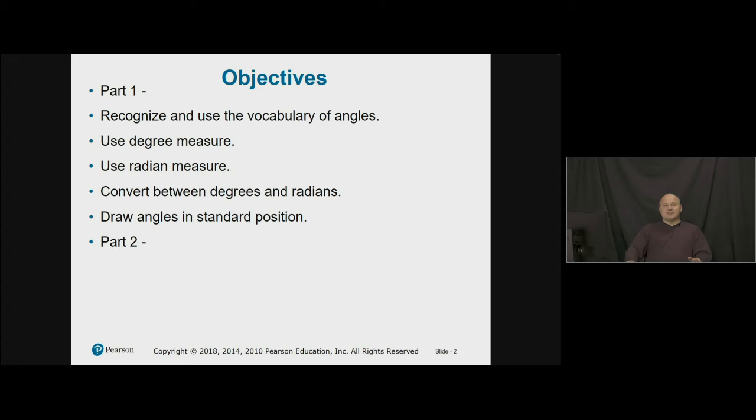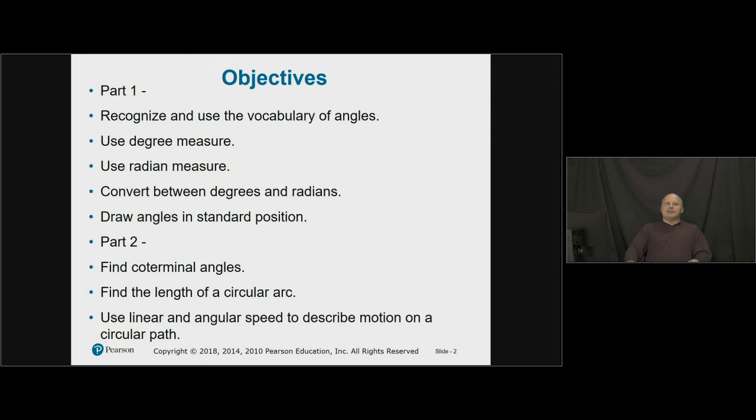Part two, which is our second video, we're going to find coterminal angles and see what they are. We're going to find the length of a circular arc, and we're going to use linear and angular speed to describe motion on a circular path. So basically, the first part will consist of 5 objectives, and the second part only 3 objectives. So, alrighty, let's begin.